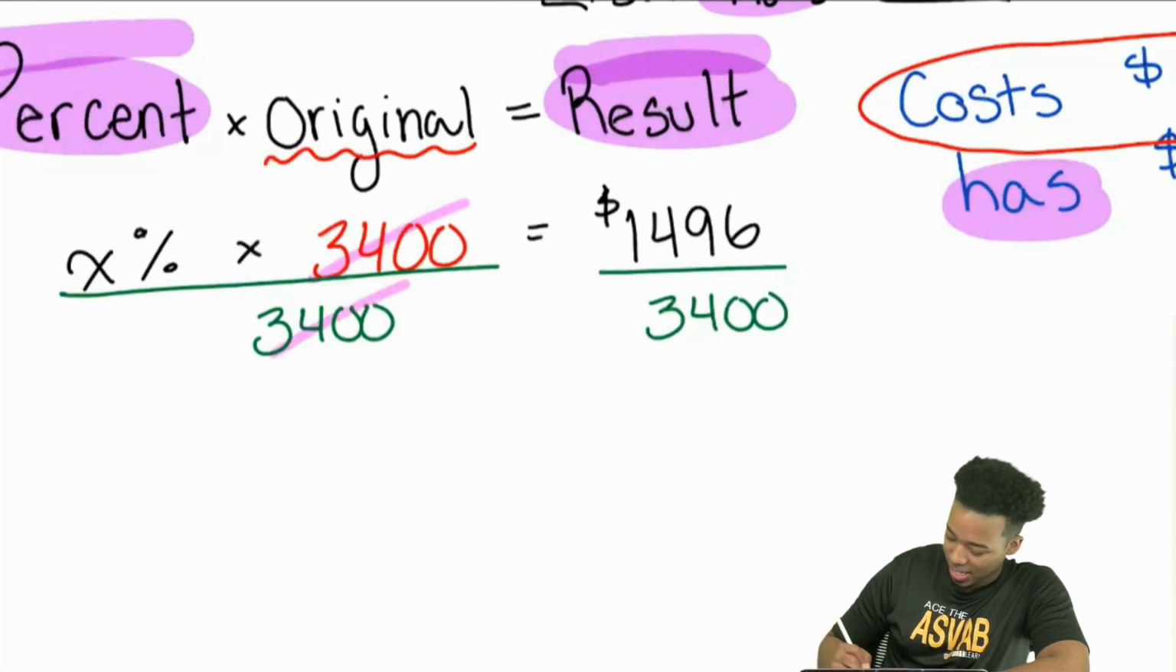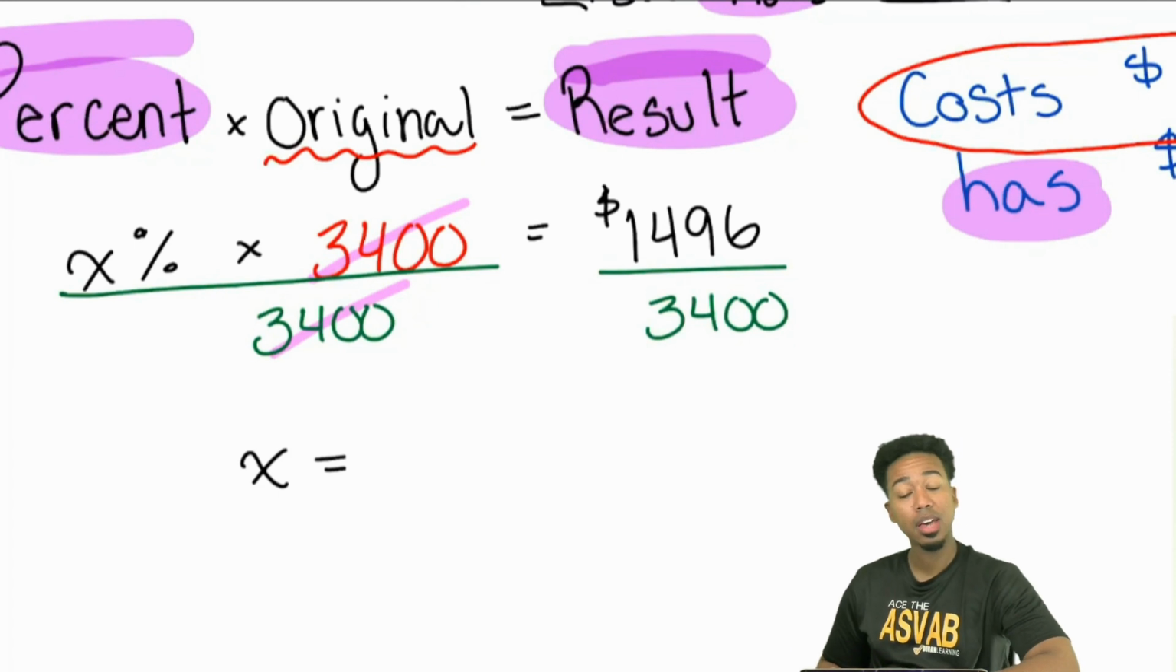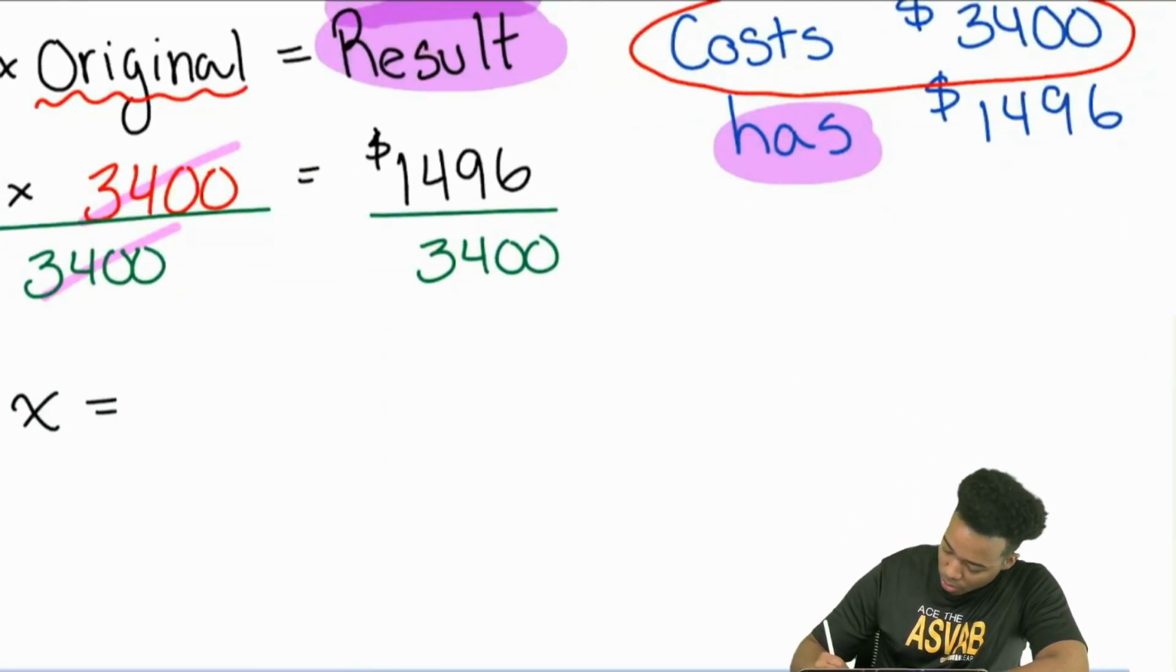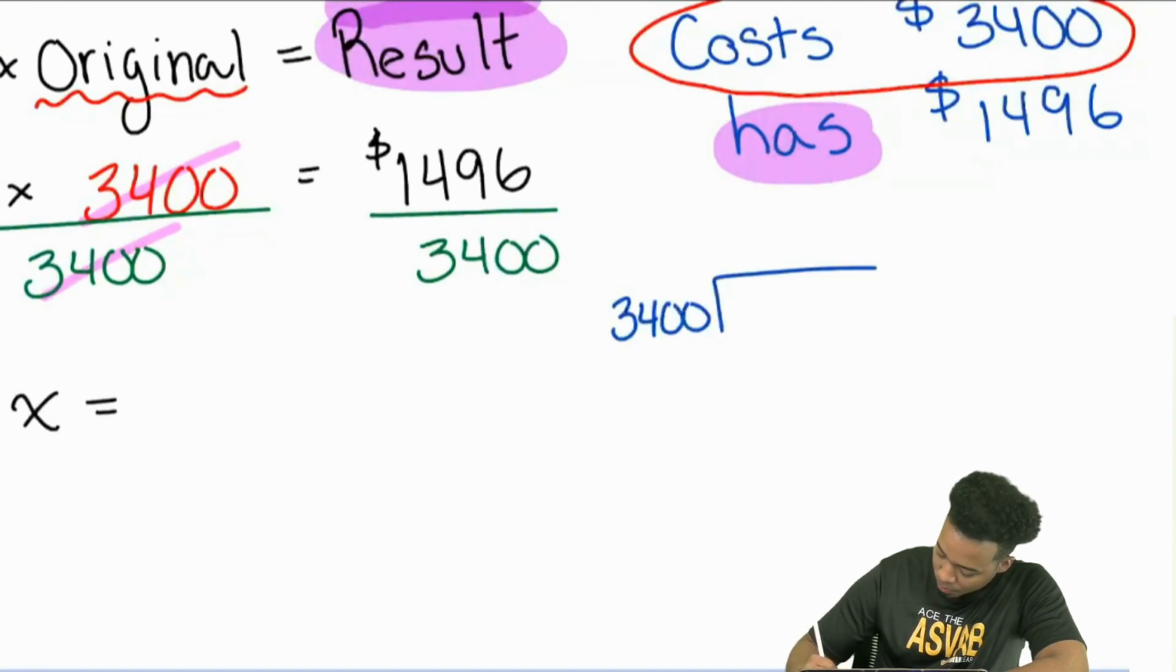So that's going to cancel out. And now we're just going to have X equals whatever that quotient is. Everybody, does it look like we got to do some long division? Absolutely. Don't shy away from putting in that work, guys. Don't shy away at all. Do what you got to do. So here we go. Let's see what we got. We're going to go ahead and do 3,400 into 1,496. And we'll put some decimal places just in case.